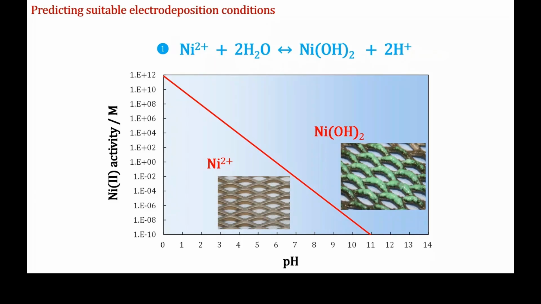So the first thing that this kind of very basic speciation calculation teaches us is that for electrodeposition of pure metals from a very simple solution, we want to stick to the acidic region, right? So that's the conclusion of that. But if you look at this diagram, it's a little bit strange because, okay, at low pH, we've got a nickel activity of 10 to the 12. That's not really very realistic.